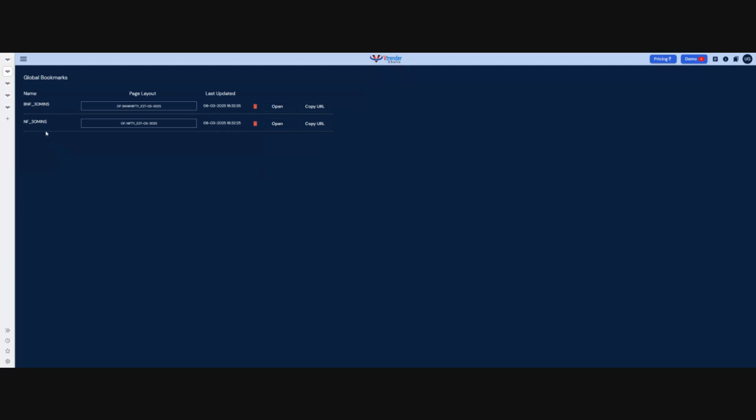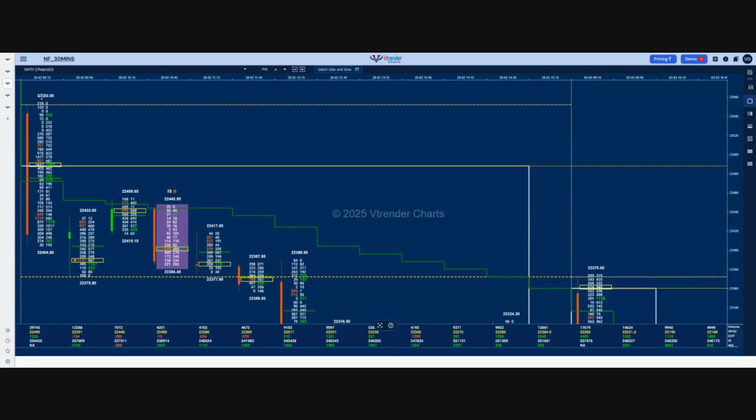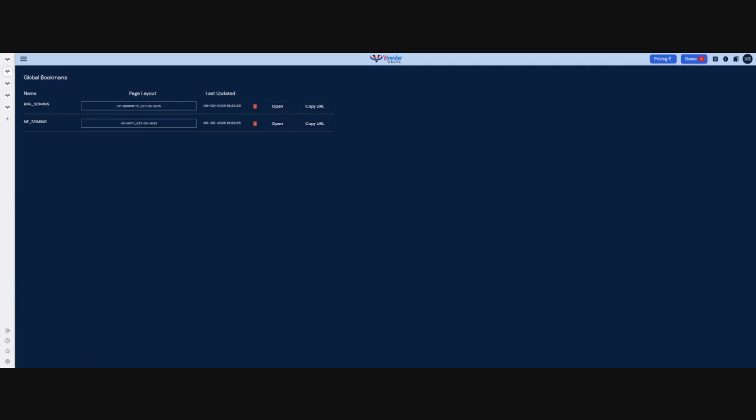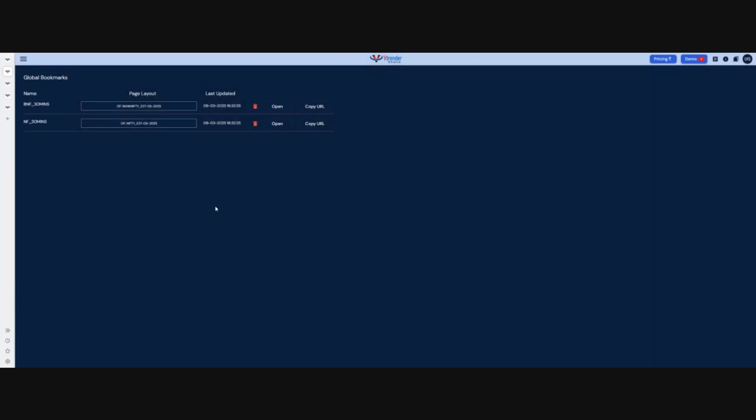So we can select the order flow chart, go to any of the order flow charts, and we have this option at the top right to save that chart. And we can say that the order flow chart gets saved in these global bookmarks. In the menu, you have market profile bookmarks and you have global bookmarks. So now you can have the 30-minute Bank Nifty charts and even the 3-minute, whichever time frame you are watching.